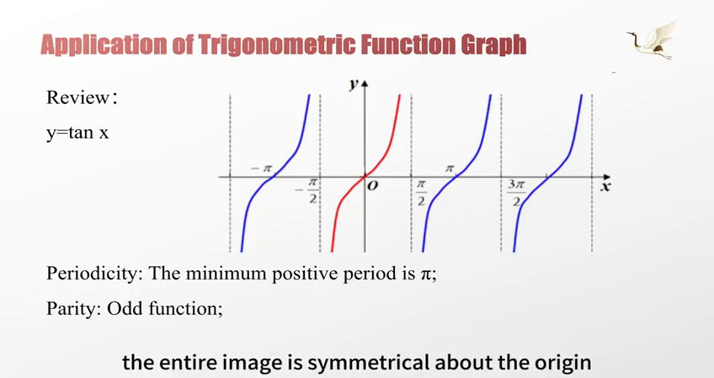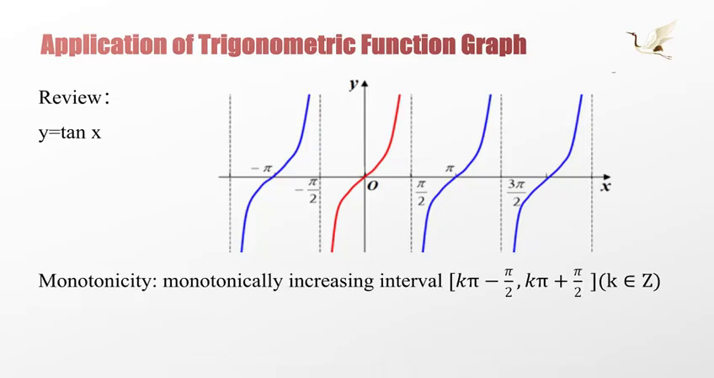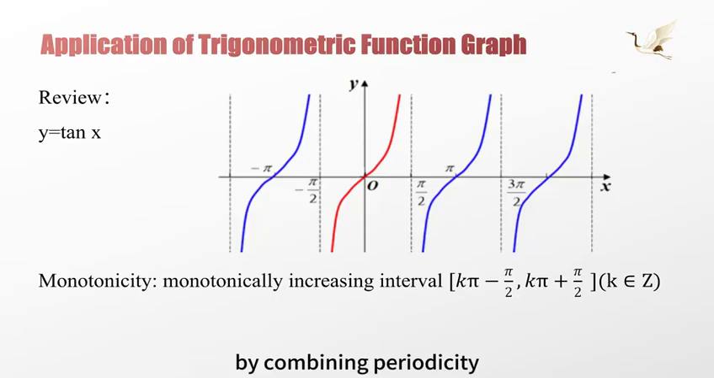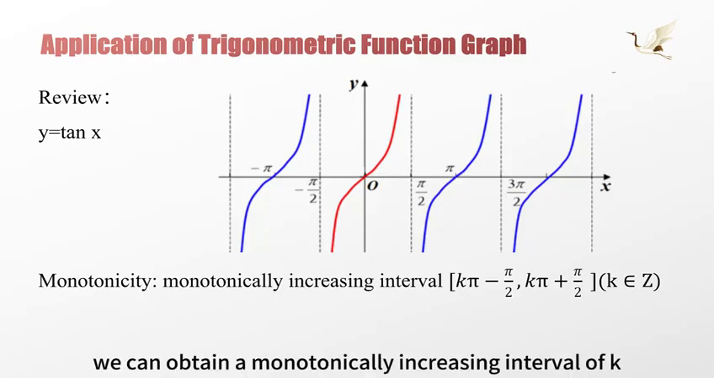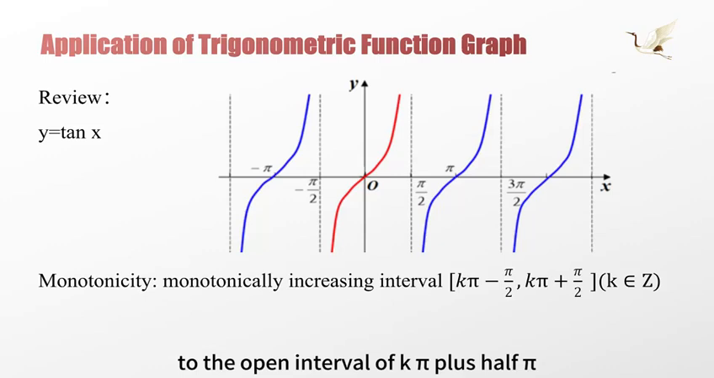From the image, the entire image is symmetrical about the origin. The tangent function is an odd function. When studying the monotonicity of tangent functions, we select the image within one period. The selected interval is the open interval from -π/2 to π/2. By combining periodicity, we can obtain a monotonically increasing interval from kπ - π/2 to kπ + π/2, an open interval, where k belongs to Z.